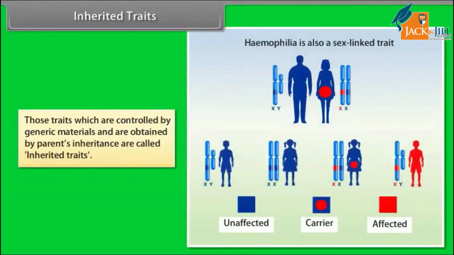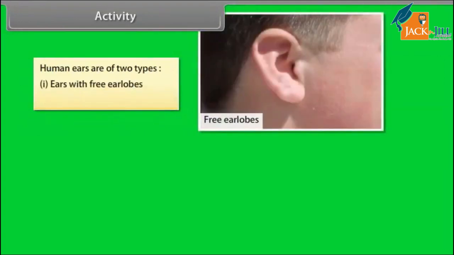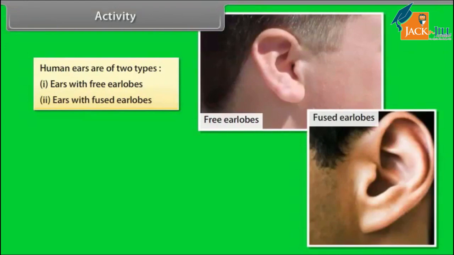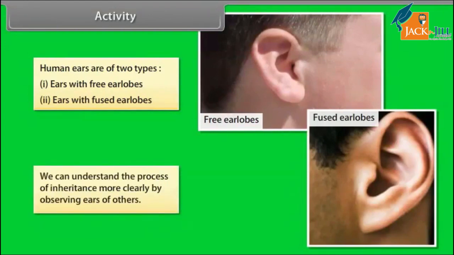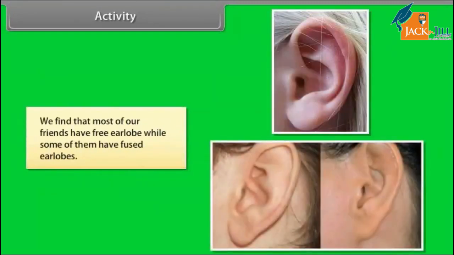Inherited traits. Those traits which are controlled by genetic materials and are obtained by parents' inheritance are called inherited traits. Activity. Human ears are of two types: ears with free earlobes, ears with fused earlobes. We can understand the process of inheritance more clearly by observing ears of all the students in the classroom. We find that most of our friends have free earlobes, while some of them have fused earlobes.